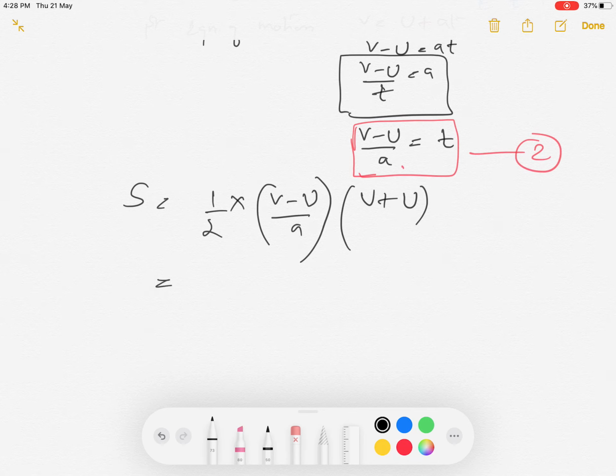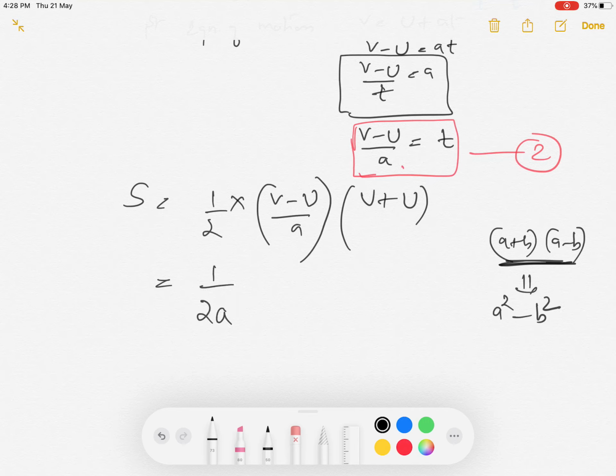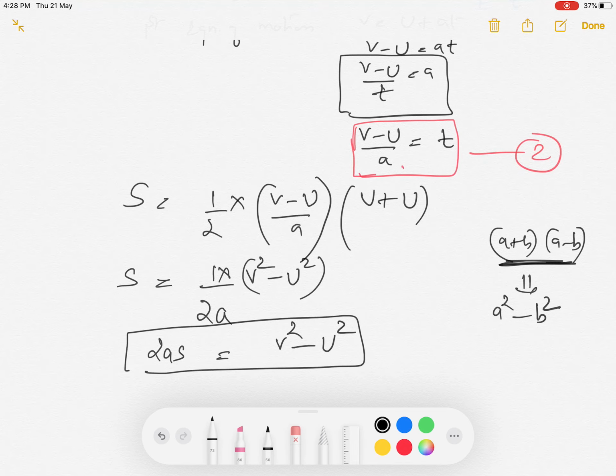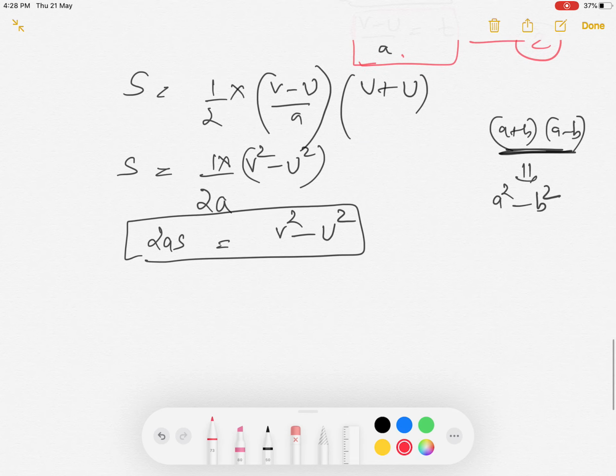Commutative law is valid for addition. So now you have learned algebraic formulas. What is a plus b into a minus b? The product is a square minus b square. So similarly, 1 by 2a will remain in the denominator. This will be v square minus u square. So cross multiplication, 2as is equal to v square minus u square. This is one multiplicative identity. 1 into anything is that value only. So v square minus u square is 2as.